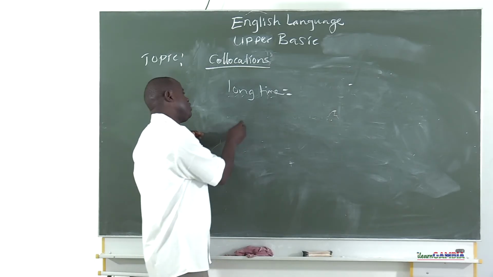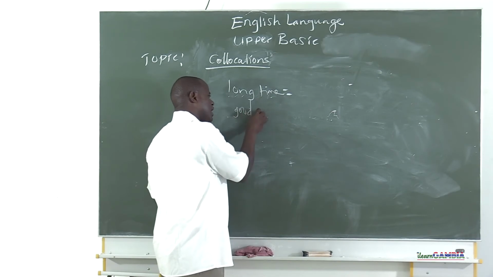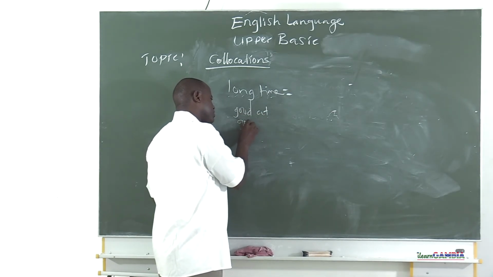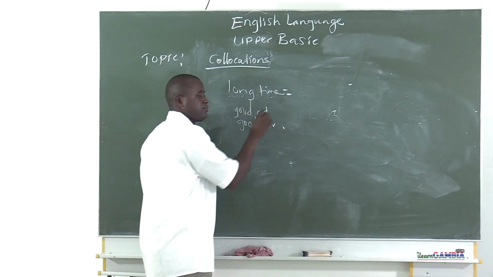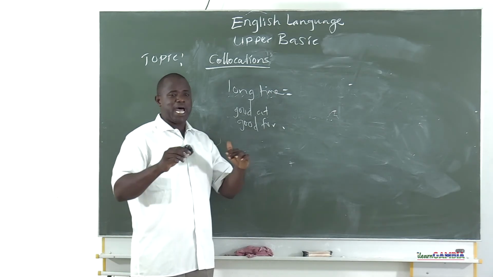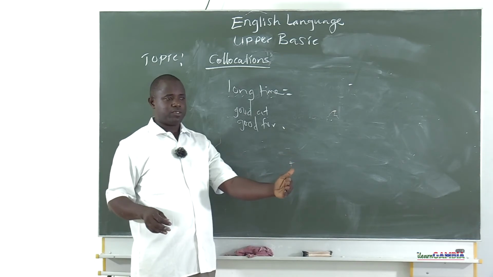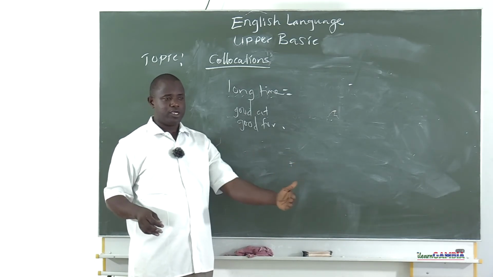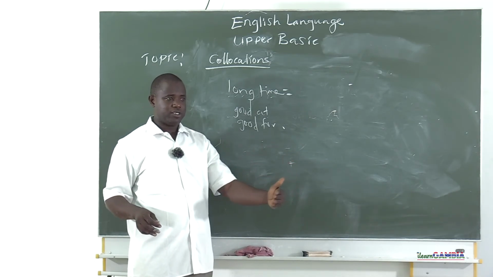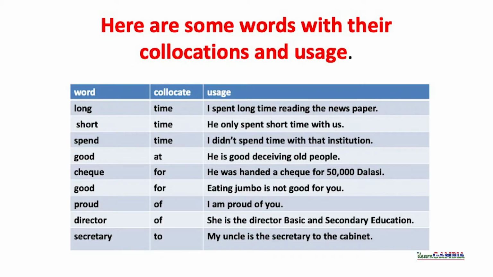So you can see good at and good for. We said he's good at deceiving people, or he's good at high jump, or he's good at football, or he's good at English, or he's good at mathematics. But you can say good for. For instance, this is not good for your health, or this is good for you. Is that good? So we move on.